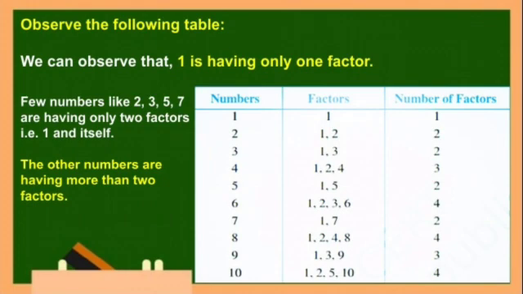Observe the following table. We can observe that 1 has only one factor, and there are some numbers which have only two factors, that is 1 and the number itself. The other numbers have more than two factors. Now let's discuss these numbers given in the table.